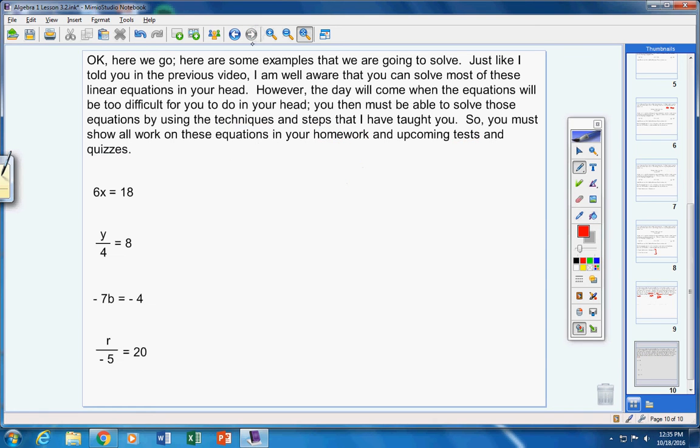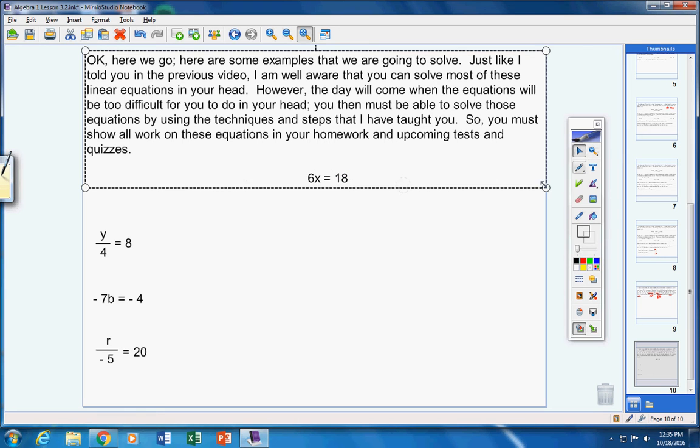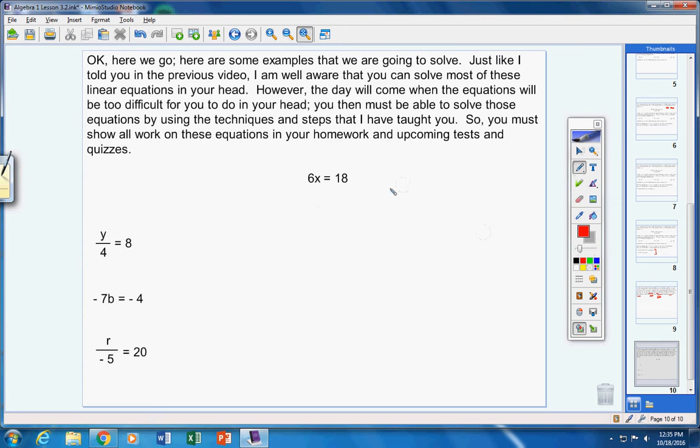Alright, here we go. Let's start with this first problem here. Now, 6x equals 18. Please follow along. Watch carefully, please. First of all, simplify both sides. Well, there's obviously nothing I can do to an 18. I can't simplify the number 18. I also cannot simplify 6x. I mean, if you think I can, then tell me what you would do. There's nothing you can do.